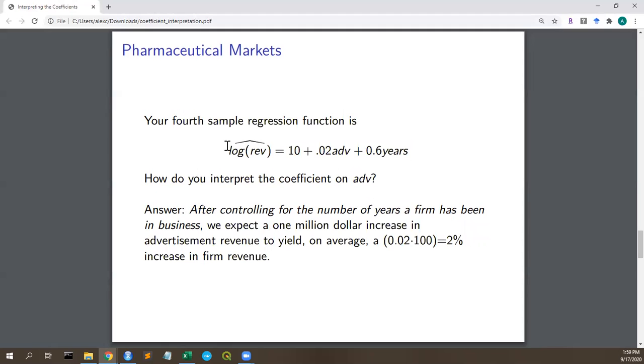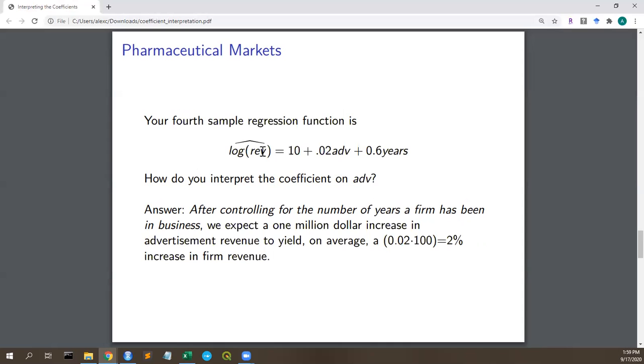And then in this one, finally, we have the log of revenue, which means that this is now in percentages, and this is in just regular dollars. So a $1 million increase in advertisements leads to a 2% increase in firm revenue. So these are just different ways of interpreting the coefficients based on how you want to specify the model.